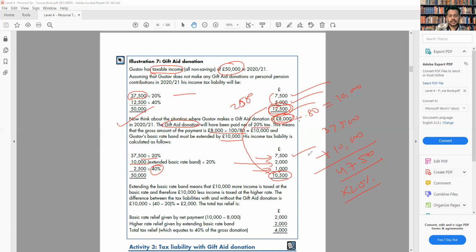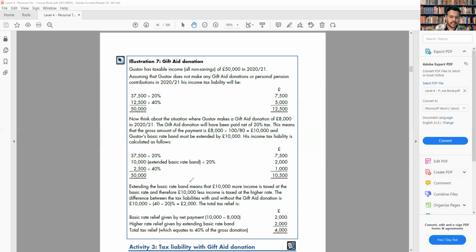Let's have a look. I'll show you, there are two savings here. Extending the basic band means 10,000 more income is taxed at the basic rate. Therefore, 10,000 is less income at the higher rate. The difference between the tax liability with and without the gift aid donation is 2,000. You can see that easily. If I don't give to charity, it is 12,500. If I give to charity, it's 10,500. That means I'm saving 2,000 anyway.